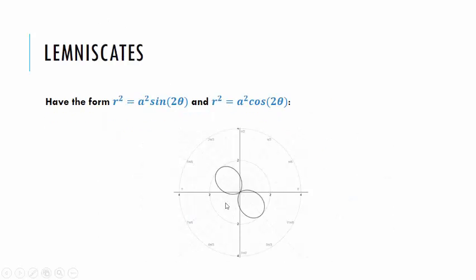A lemniscate looks like an infinity symbol. These are harder to graph on your calculator. You can't graph these on your calculator without using square roots, because these have the form r squared equals a constant squared sine of 2 theta. The length of the petal will be a, and cosine of 2 theta, you always have the form sine or cosine of 2 theta for a lemniscate. They look like an infinity symbol, and this one looks kind of like a tilted infinity symbol using a sine function.